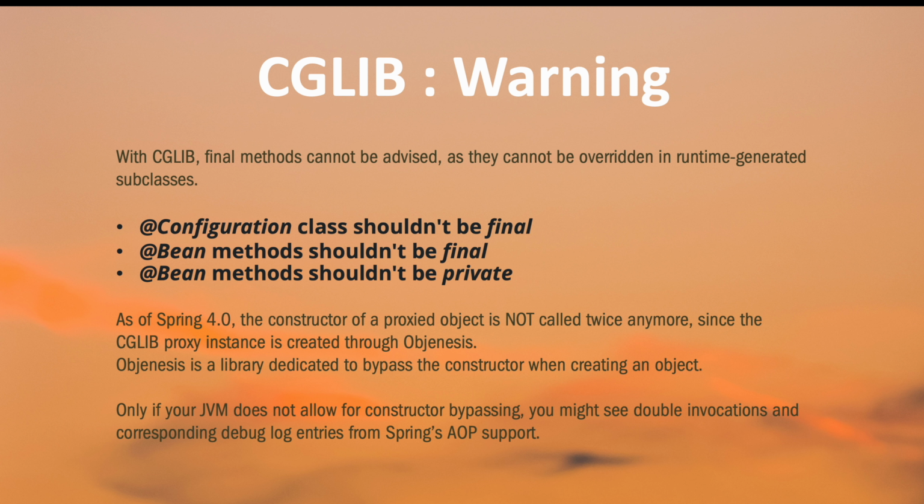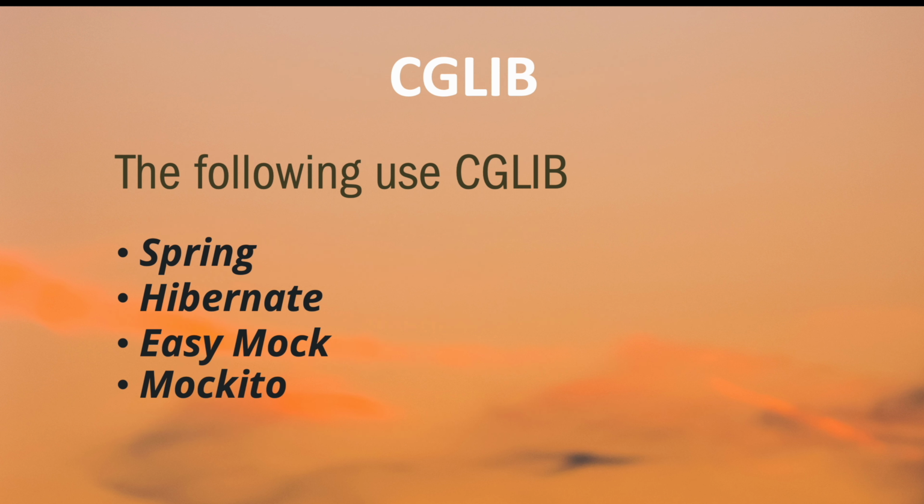As of Spring 4, the constructor of a proxy object is not called twice anymore, since the CGLIB proxy instance is created through what we call Objenesis. Objenesis is a library dedicated to bypassing the constructor when creating an object. Only if your JVM does not allow for constructor bypassing, you might see double invocations and corresponding debug log entries from Spring's AOP support. You can get this from the Spring documentation website.